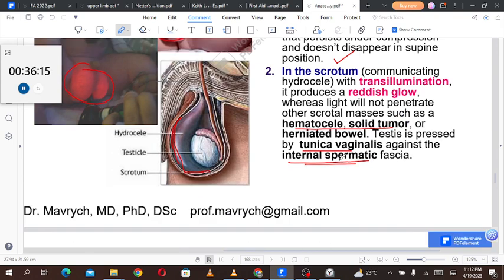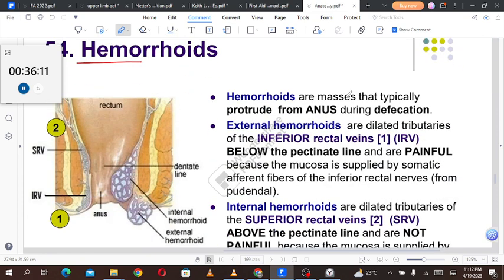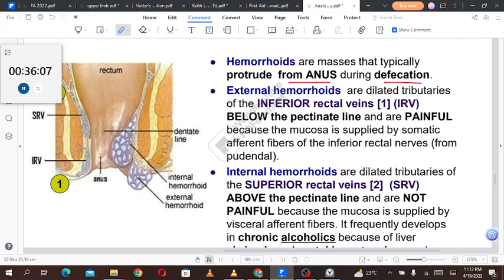So here you can see when we shine a light, the hydrocele will glow red, but other structures will not glow like that. Moving forward to point number 54, we are talking about hemorrhoids. Hemorrhoids are masses that typically protrude from the anus during defecation. External hemorrhoids are dilated tributaries of the inferior rectal vein.